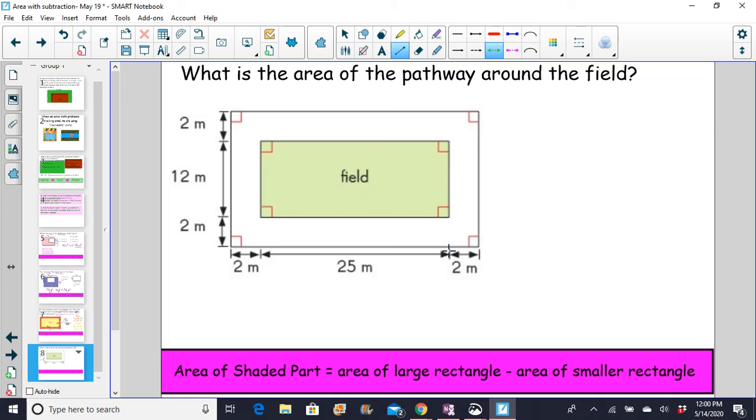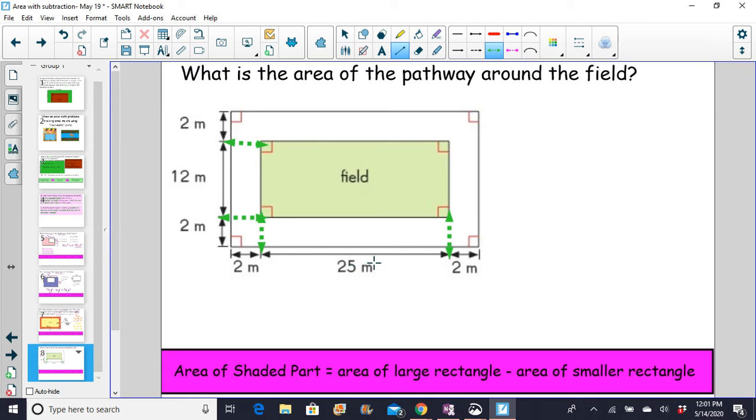See the little tiny lines there? So I can imagine, I'm just going to go ahead and kind of connect that and connect that. Kind of go like this so I can extend it. Since these are both rectangles, it appears that all the way around I have a 2 meter pathway. So all the way around it's 2 meters.